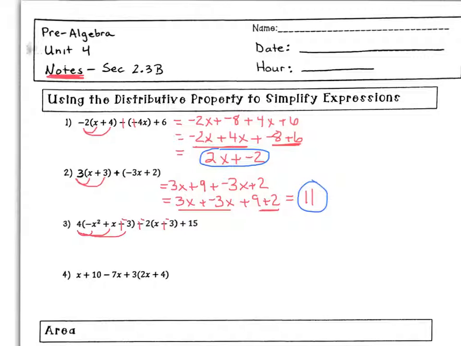Alright, I'm going to take that 4, that outside 4, multiply it by -x squared, then I'm going to multiply it by x, and then I'm going to multiply by -3. So 4 times -x squared is -4x squared. Then we'll take the 4 times x, which is 4x. Then we'll take 4 times -3, which is -12, so we'll put plus -12.